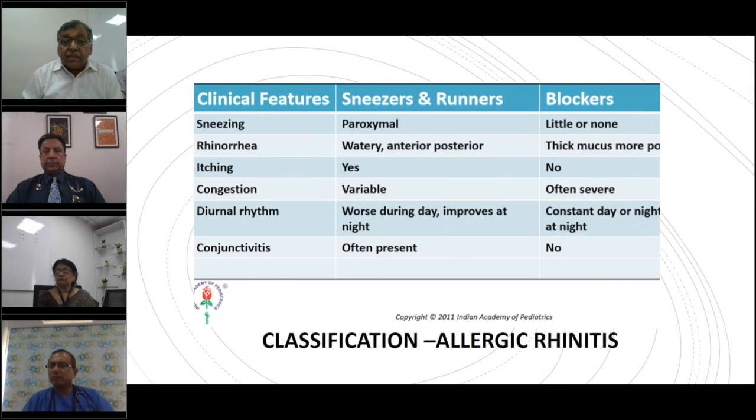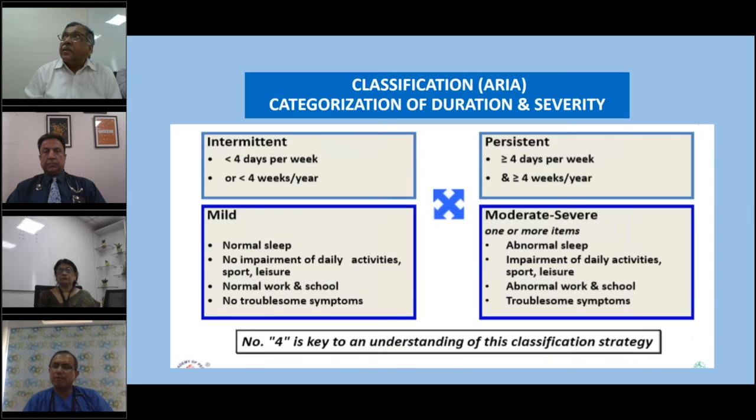So there are two types of variants: the sneezing and running variety, and the blocking variety. Next, there is a classification. You can have intermittent, or persistent, and mild, or moderate to severe. These are the four key types. The pattern varies. Next slide.